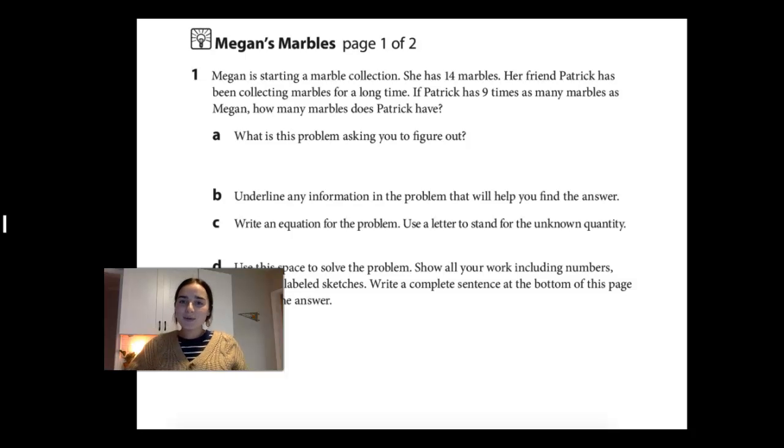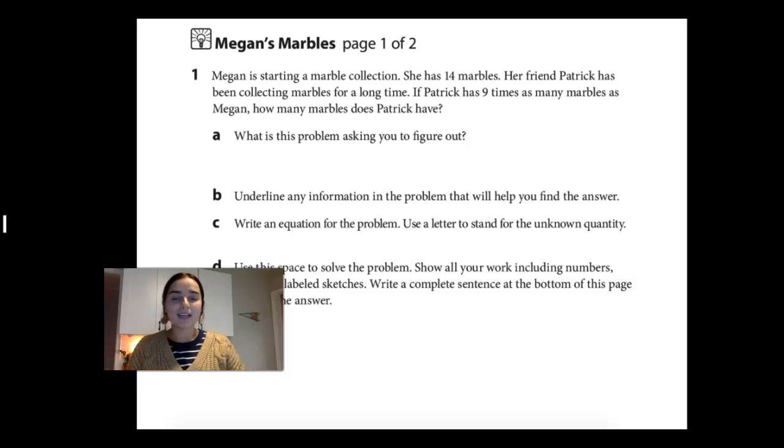Hi everyone, for Number Corner today, you'll need your Number Corner book, the thin purple book, and a pencil. So please go grab those things if you do not have them. Once you have your Number Corner book out in front of you, you're going to turn to page 10. And page 10, it's titled Megan's Marbles. We're going to go through this story problem and figure out the best way to solve it.